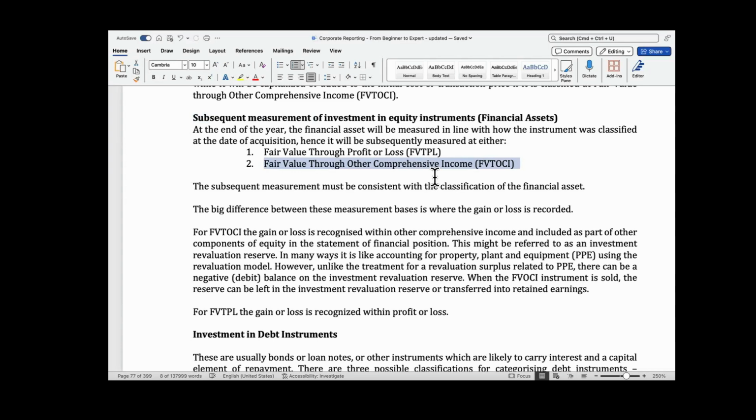So what's the difference between the two? The big difference between these measurement bases is where you take the gain or loss. So for fair value through OCI, the gain or loss on fair value is recognized in OCI.